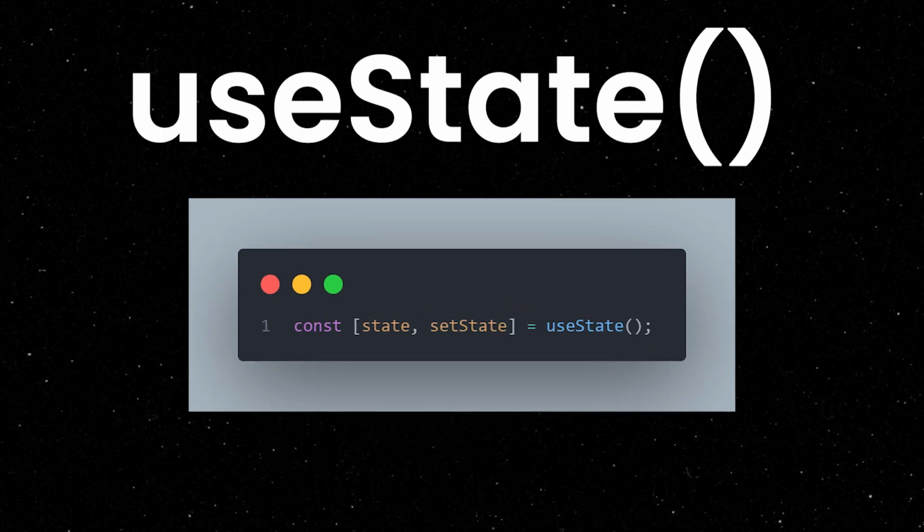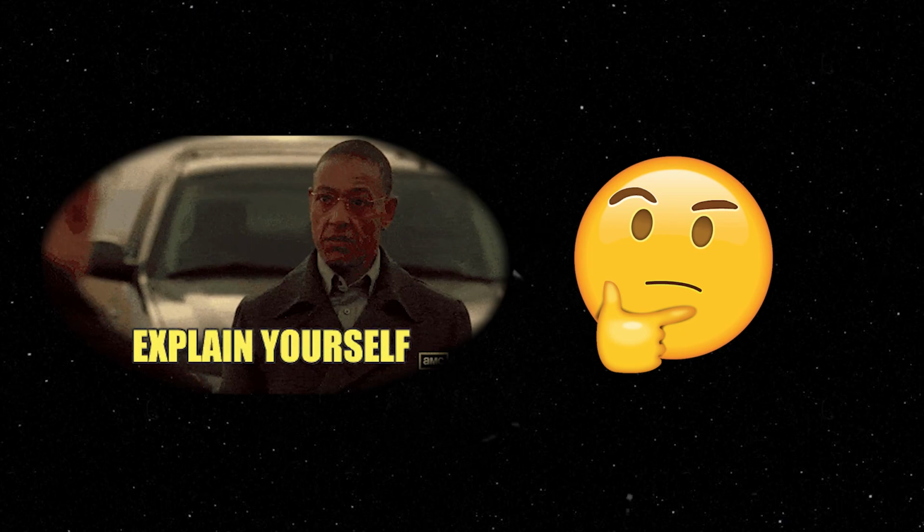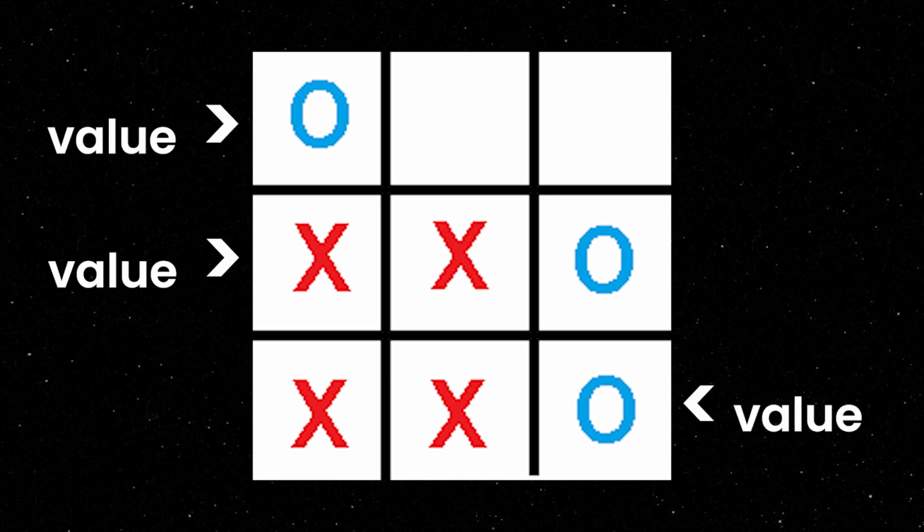useState is a hook that allows you to add state to your functional components. So what does state mean, if you ask? Let me explain with examples. Let's say we are building a tic-tac-toe game. Each time a player clicks on the squares, we need to make sure that those squares remember the value they carry. In this case, it's X or O.